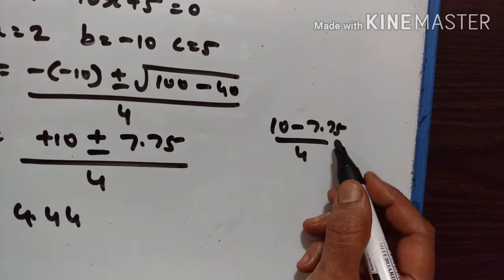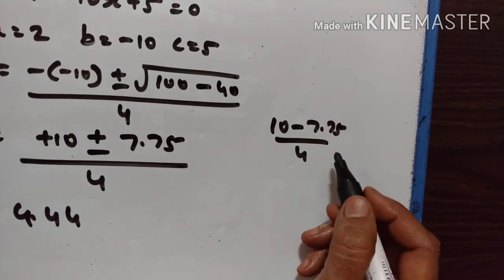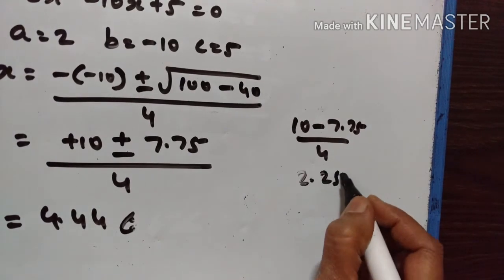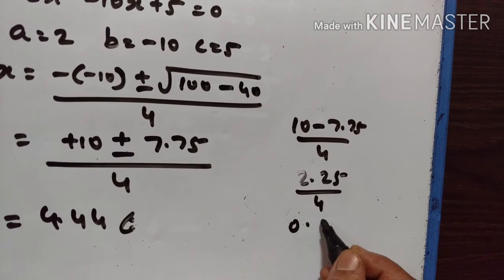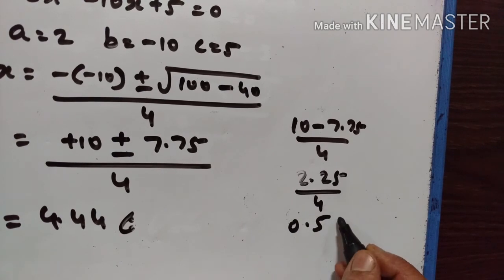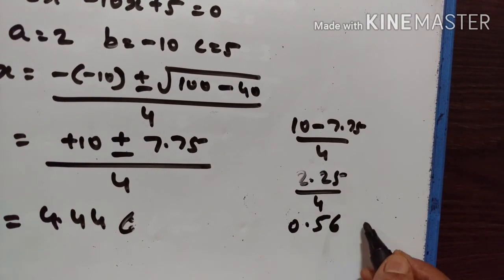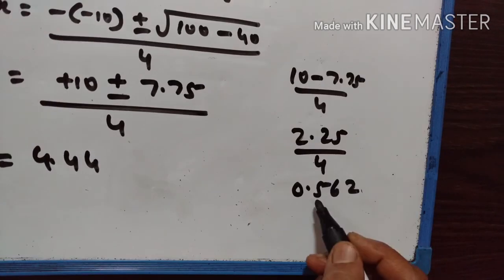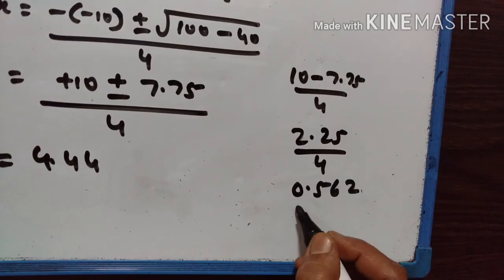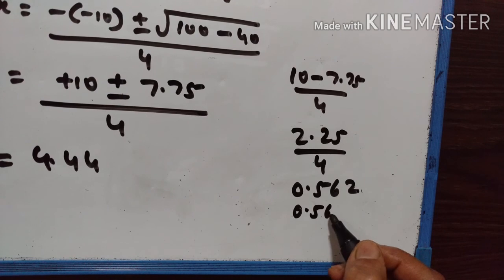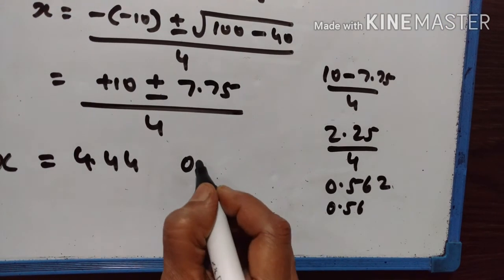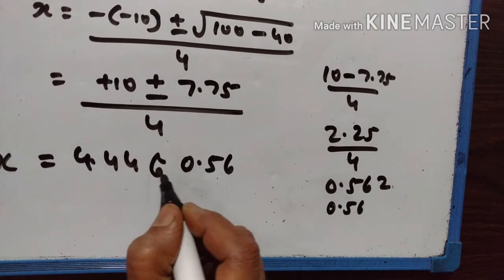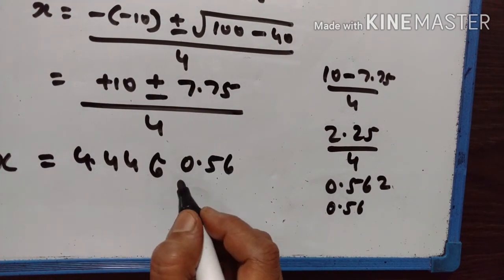10 minus 7.75 is equal to what? This is 2.25 divided by 4. 4 5s are 20. 4 6s are 24. 1 remains. 4 2s are 8. Correct to 2 decimal places, 0.56. We can't increase this one because this is less than 5. 0.56. x is equal to 4.44 and 0.56.